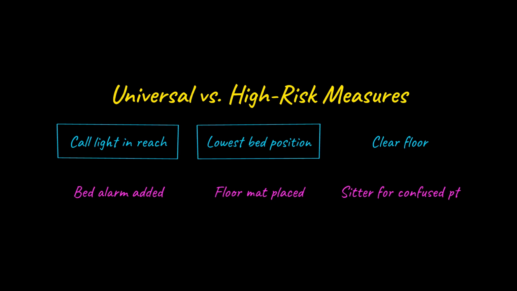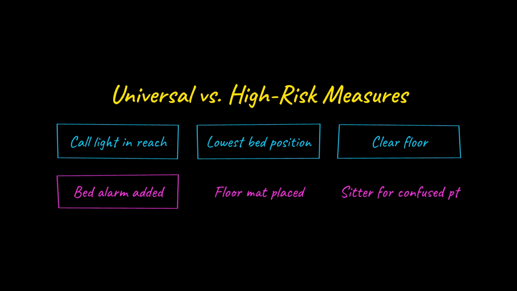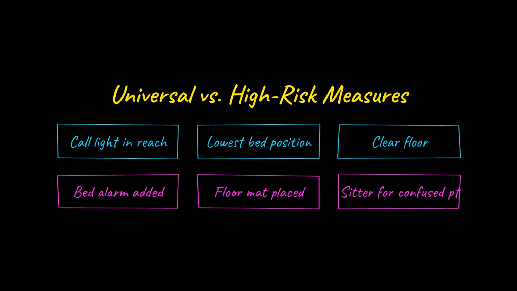High-risk patients receive added measures, bed alarms, floor mats, and sitters, but those are layered on top. Restraints are never a universal measure. They require an order and actually increase injury risk when a patient falls.